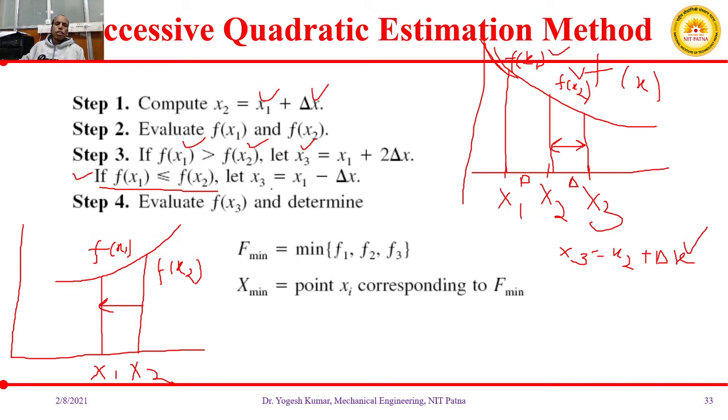In this case, how will we identify the third point in this direction? We will identify the third point which is at equal distance. So this will be on the left side, at distance delta x from x1. Let us call this point x3, and this x3 may be calculated as x1 minus delta x. Is that clear?